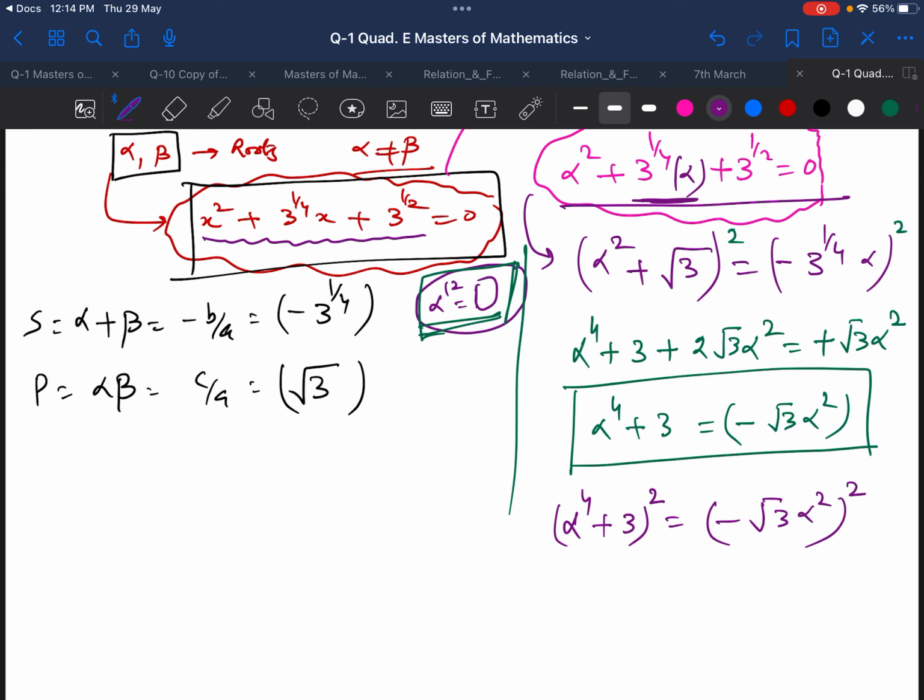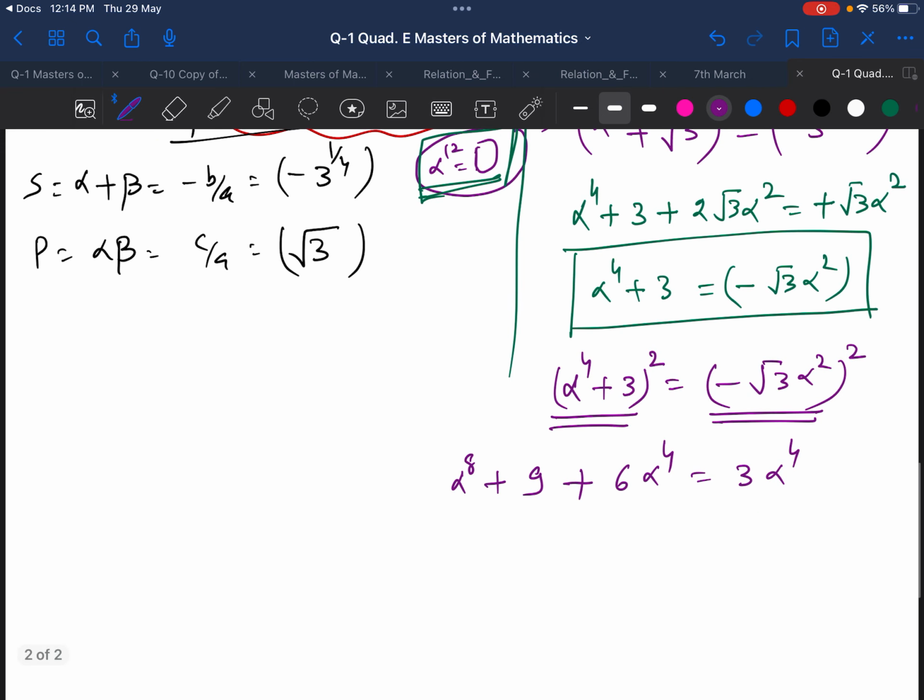Let me open this bracket. A square plus b square plus 2ab. I will write here alpha 4 squared, meaning alpha raised to power 8, plus b square, meaning 9, plus 2ab, meaning 6 alpha raised to power 4, and on the right hand side it comes out to be 3 alpha raised to power 4. So I can say alpha raised to power 8 plus 9 can be written as minus 3 times alpha raised to power 4.